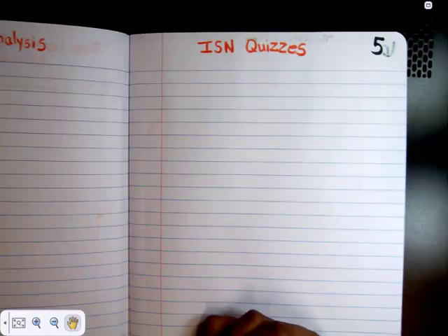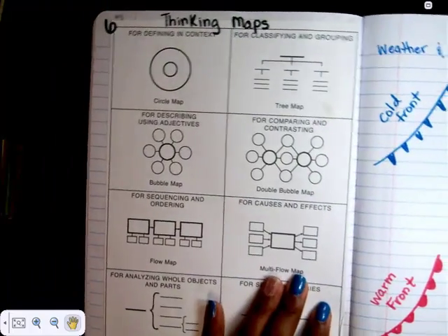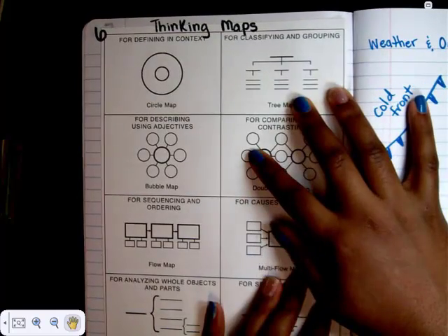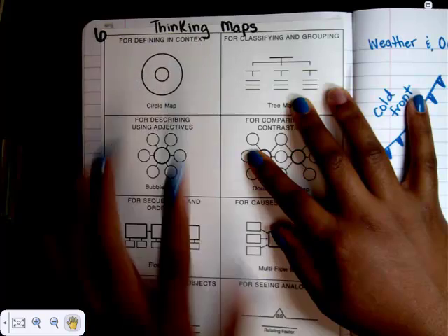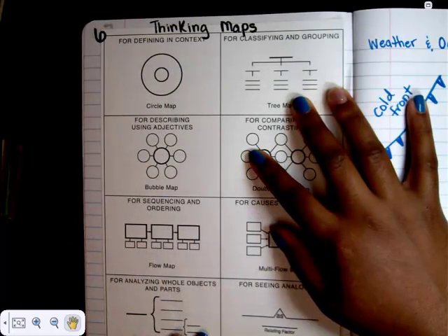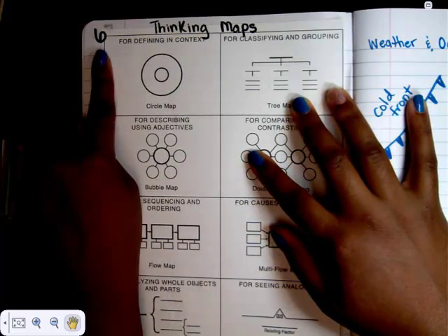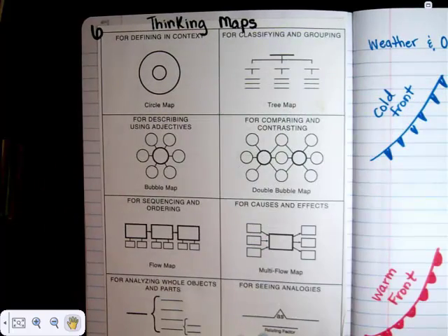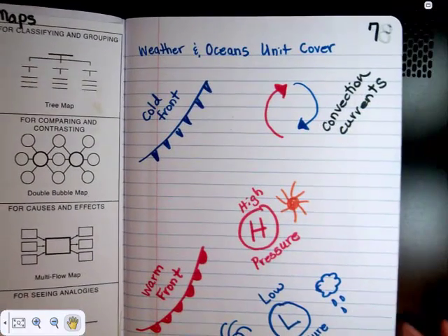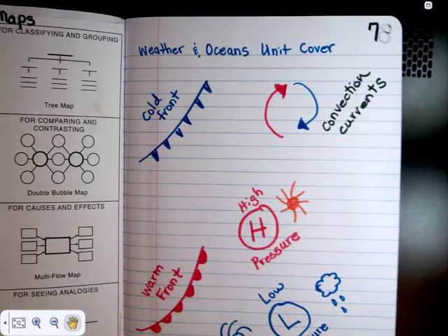On the back of page 5, go ahead and glue down your thinking maps first, and then put a page number and a title. So glue the thinking maps page down first, and then put the page number and the title. And page 7 is where we're going to put a unit cover for our Weather and Oceans unit.